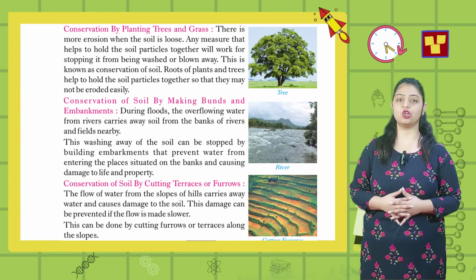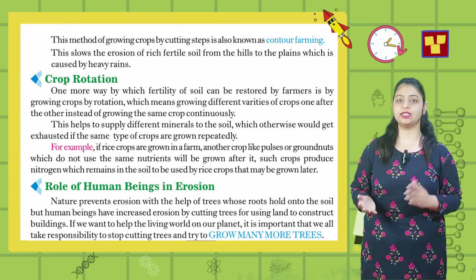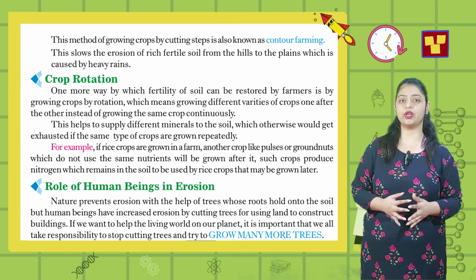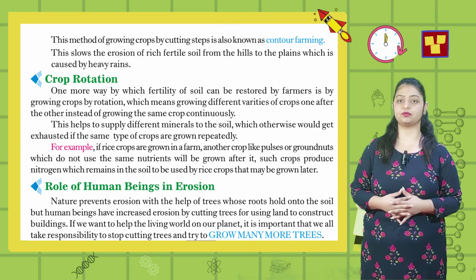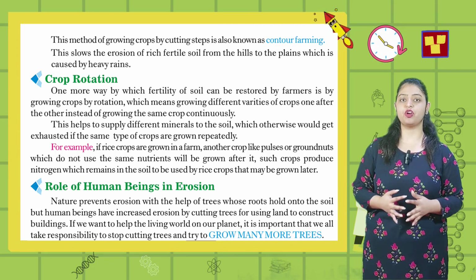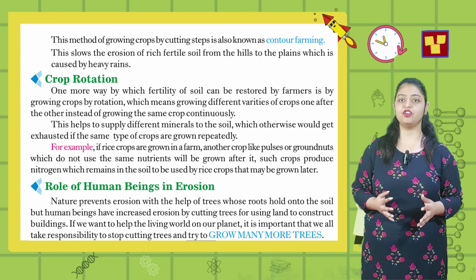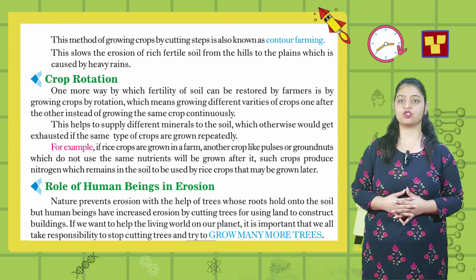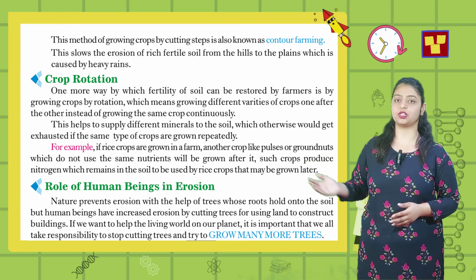Terrace along the slopes. This method of growing crops by cutting steps is also known as contour farming. This slows the erosion of rich fertile soil from the hills to the plains, which is caused by heavy rains. Next topic is crop rotation.